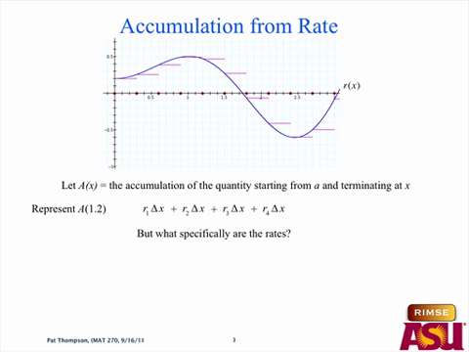Okay, but the question is, what specifically are those rates? If we're going to do this, we're going to make a function out of the original rate function. What specifically are those rates? So each one is r of what? Okay? So this is for you. Figure out r of what? Each one, r1 is r of what? R2 is r of what? Etc. What are they? Figure them out.